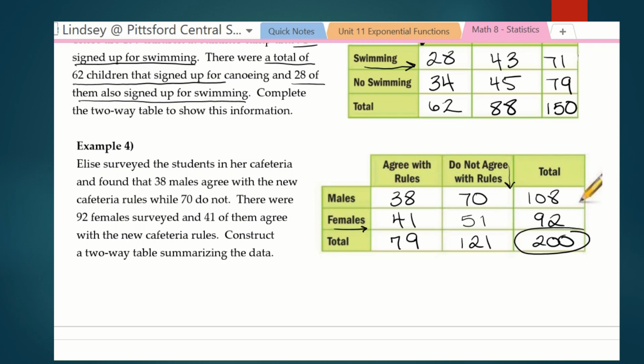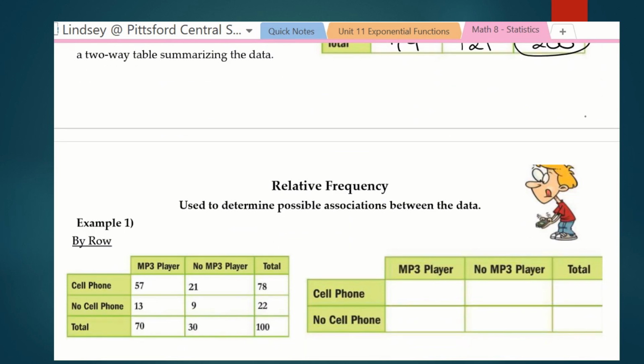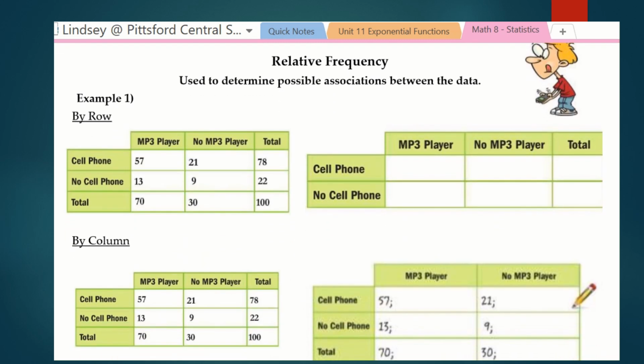All right, everybody, let's jump to the second page and let's talk about relative frequency. So relative frequency, as you can see, we're going to be using those two-way tables again. Relative frequency talks about how often something happens compared to the total or all possible outcomes for that particular category. So in this case, we're going to take how often something happens and divide it by all the outcomes. All right, and what this does is it just helps us to determine possible associations between the data.